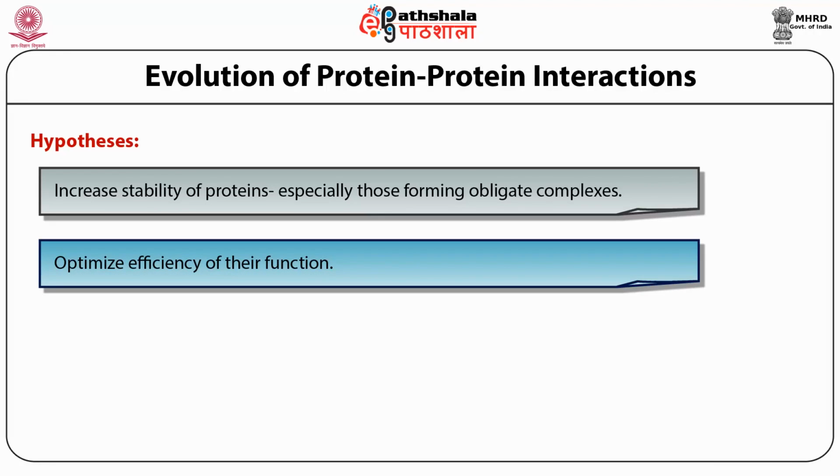Suppose you have a multi-subunit protein complex with many different proteins, and each protein might be doing one specific function. A classical example is the general transcription factors, where you have TF2B, TF2D, A, F, all these things coming together, and each protein has a specific function that it does. So to optimize the efficiency of the function, there could have been the evolution of protein-protein interactions.